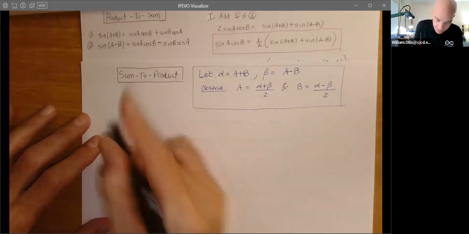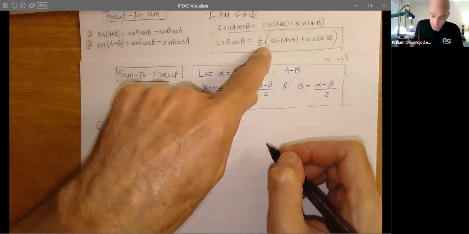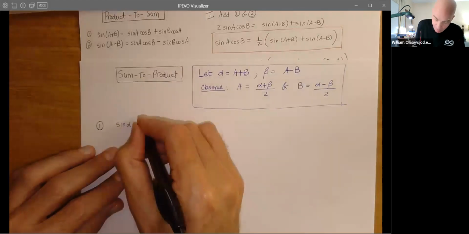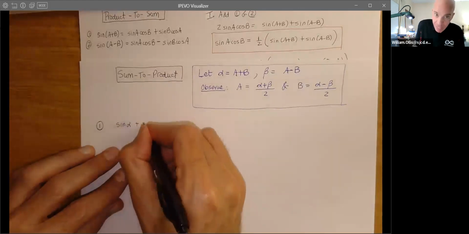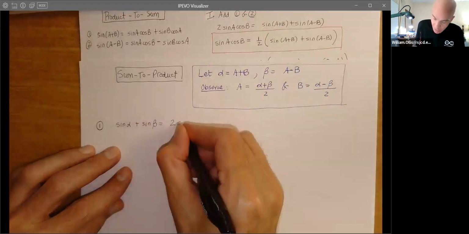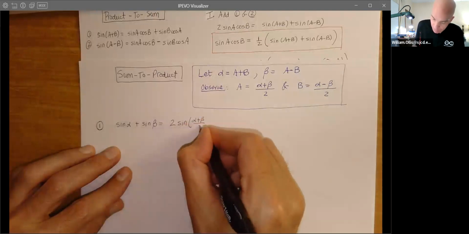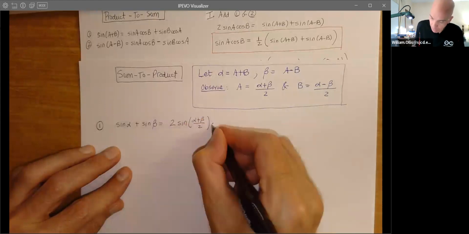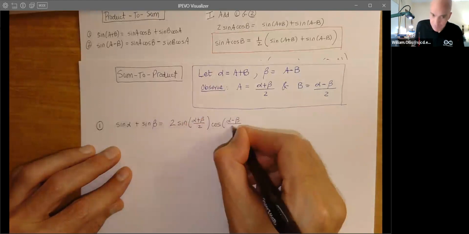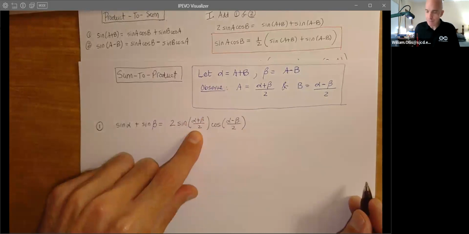So now we just go for each of these and flip it around. So number 1, we have sine alpha plus sine beta multiplied by 2. So we have sine alpha plus sine beta multiplied by 2 is 2 sine alpha plus beta over 2, cosine alpha minus beta over 2. Right there, and I'm putting the parentheses just to make it clear.